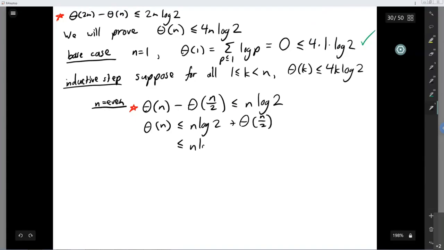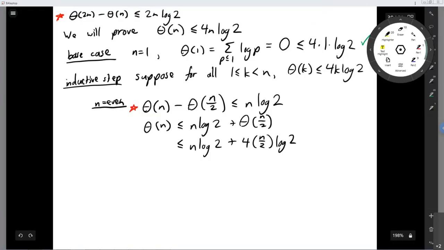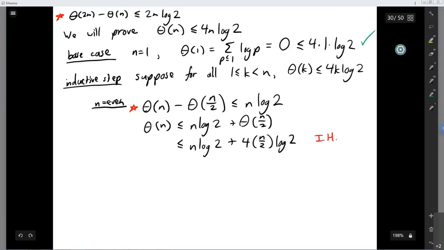So the inductive hypothesis says we already know that for n over 2, this statement is true. So this is bounded above by 4 times n over 2 log 2. That's by the inductive hypothesis. And, well, 4 times n over 2, that's 2n log 2, plus n log 2 is 3n log 2, which is actually a little bit better than what we wanted to prove. Definitely less than or equal to 4n log 2. So that's half of the inductive step. The inductive step works if n is even.